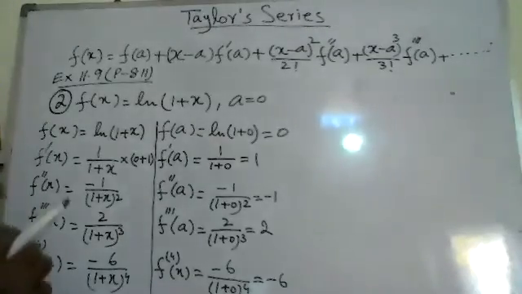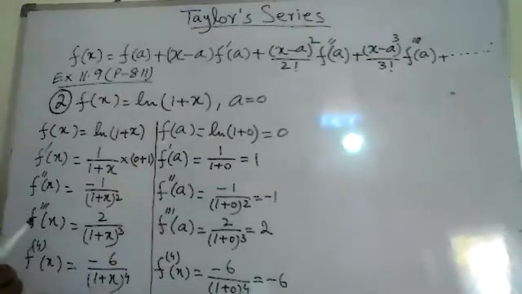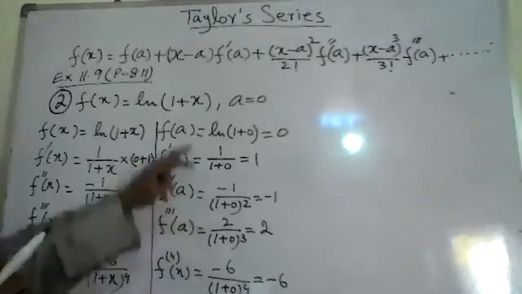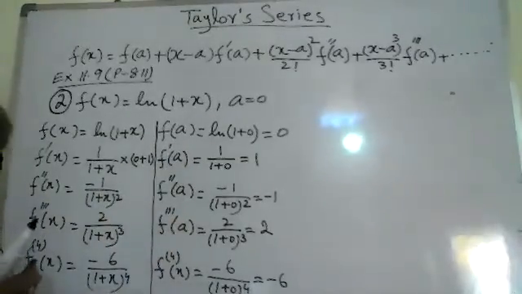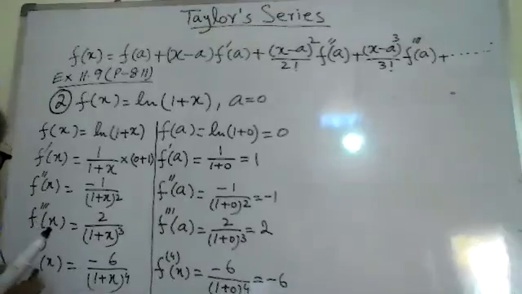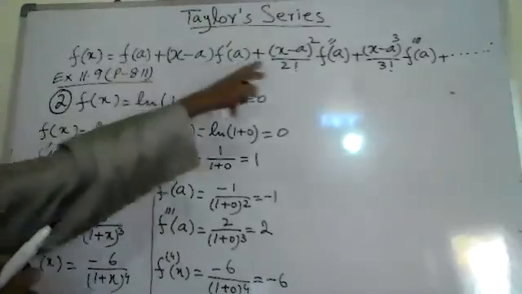So we have taken up to the fourth derivative. That means the first term, second term, third term, fourth term, fifth term, up to 5 terms. Now we will put these in the formula.